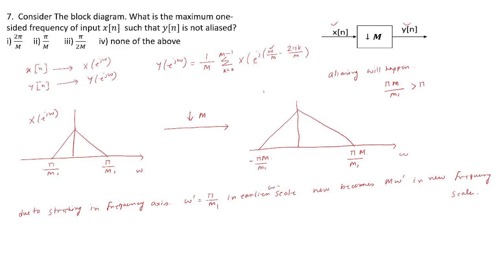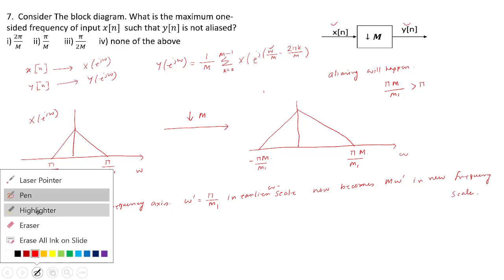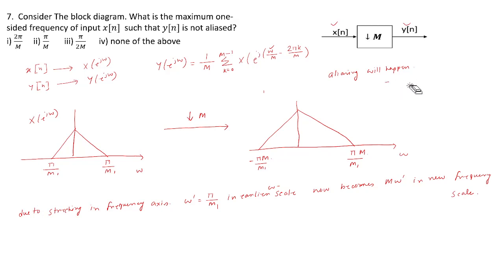So for not aliasing, what should be your condition? Your condition should be that your maximum frequency, even in stretched axis, which is pi m over m1 in stretched axis, should be strictly less than pi to avoid aliasing. What does this condition lead to? M1 should have a value greater than M. Sorry, it should not be like that. It is equal to or greater than M to ensure aliasing is not going to happen.